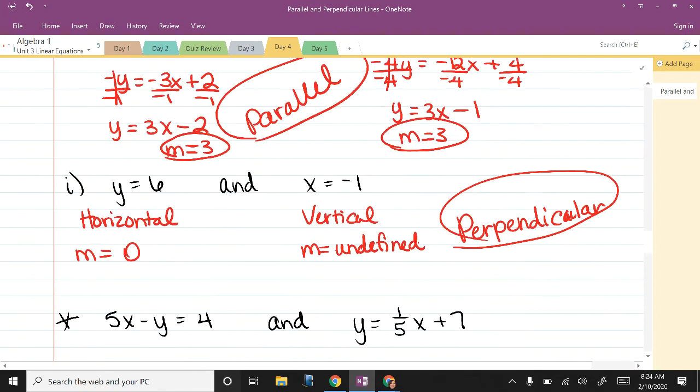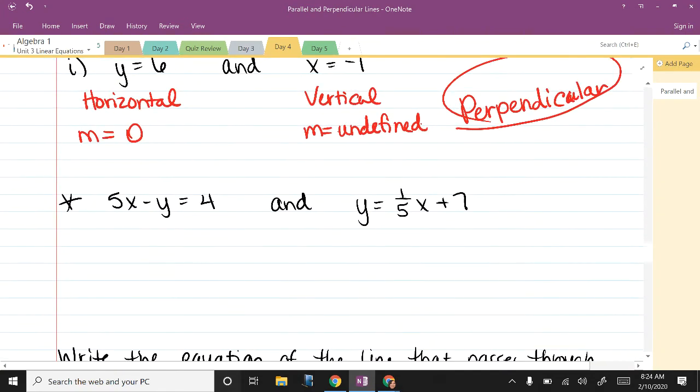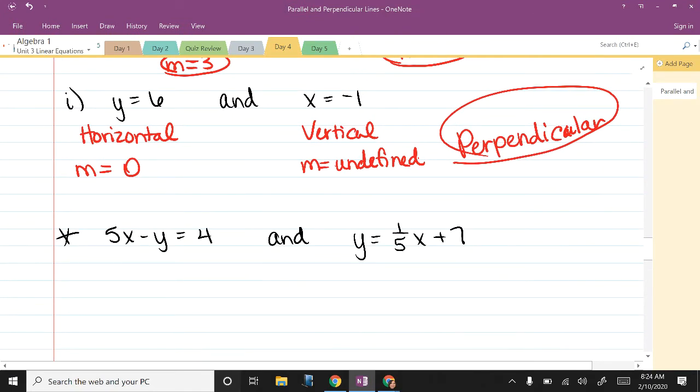Okay. I want you guys to try that one. Oh, you only have to change one of them. Get them in slope-intercept form and compare their slopes, please.